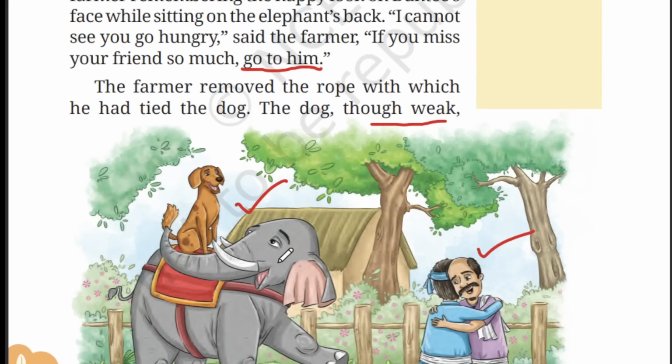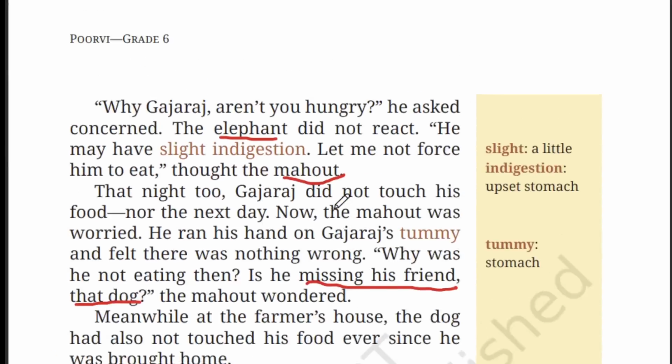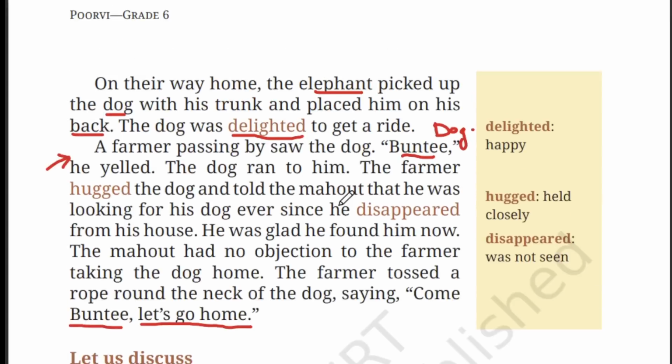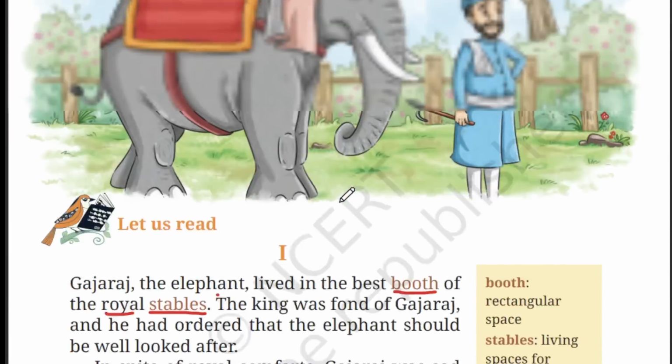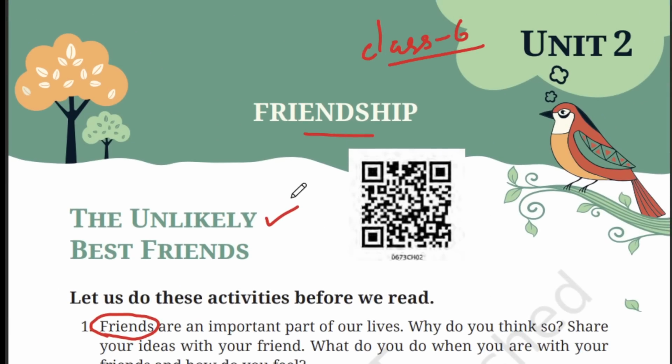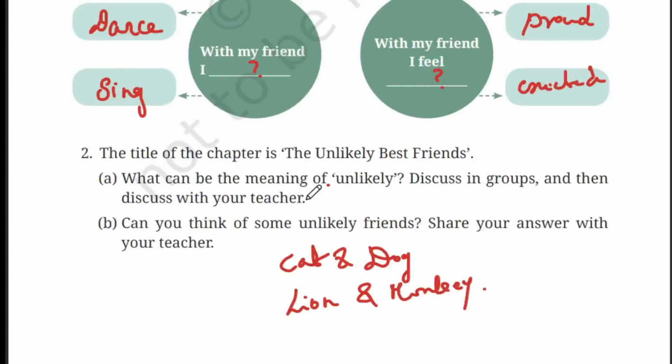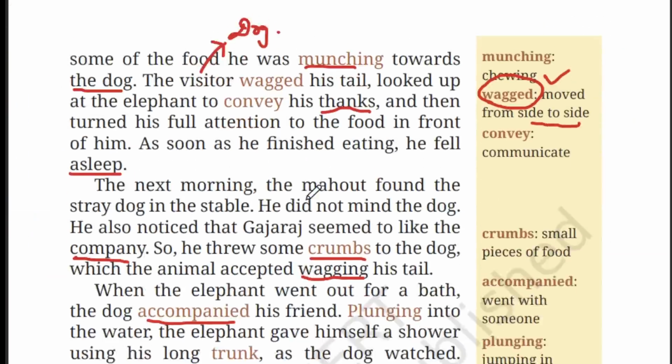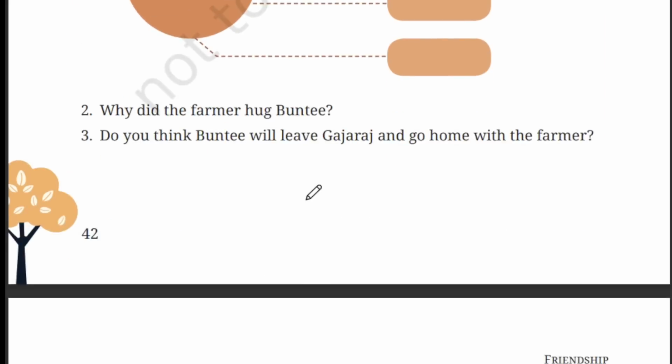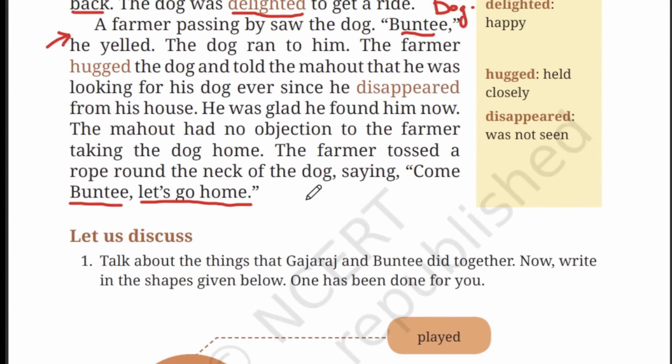See how happy they both are. Look at their faces. They are both very, very happy. So this is a perfect title for this lesson: The Unlikely Best Friends. Okay, so now the lesson is completed. So we have a few questions here. Let's discuss.